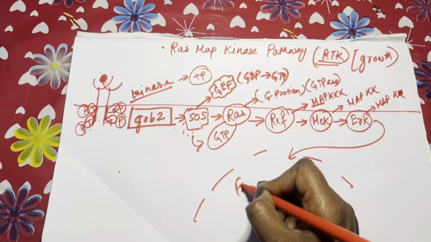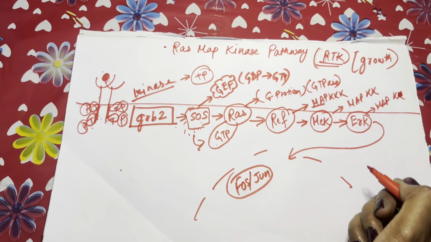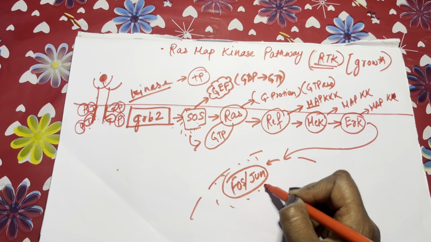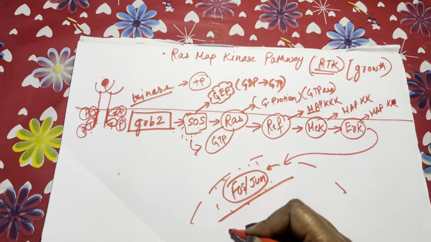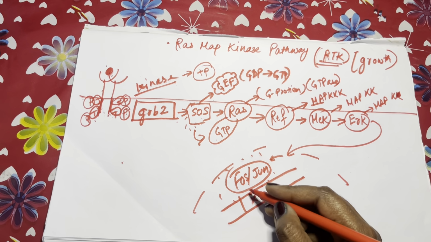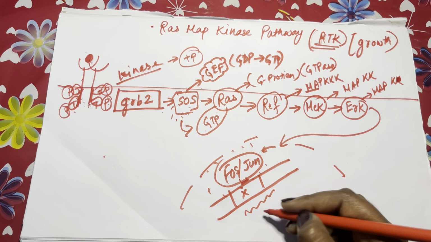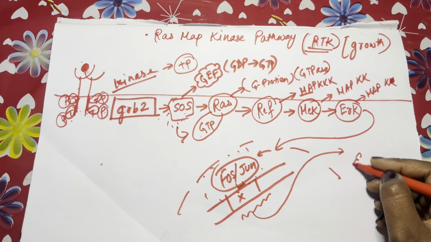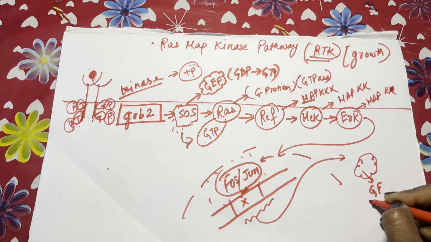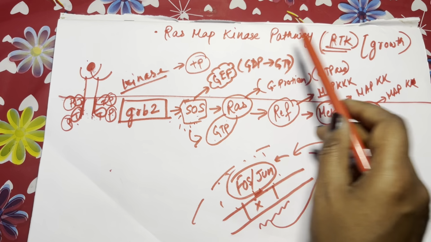Inside the nucleus, we have our transcription factor, c-Jun. ERK will go and activate c-Jun. c-Jun upon activation will sit upon a special region of DNA. Because it is a transcription factor, it will transcribe the DNA. RNA will be made. This RNA will become protein, and this protein will be nothing but a special type of growth factor that can do cell growth. So this was the objective of the Ras-MAP kinase pathway.